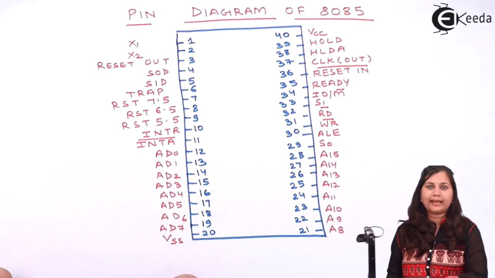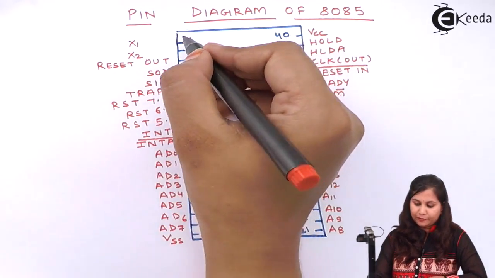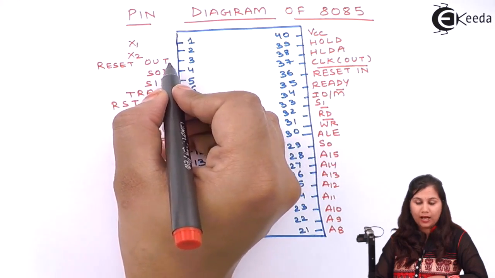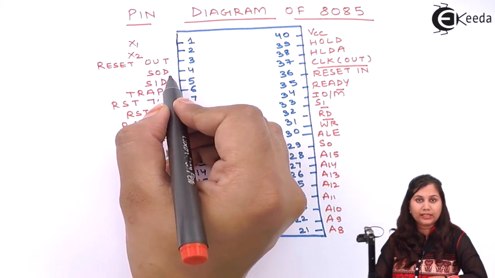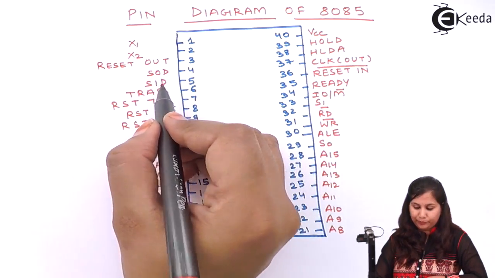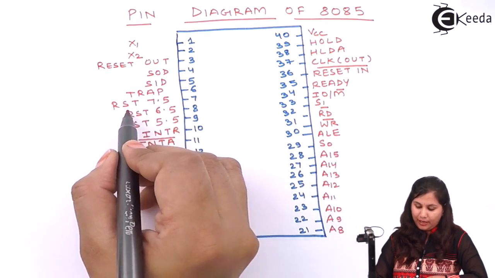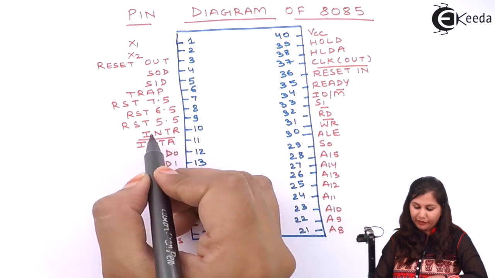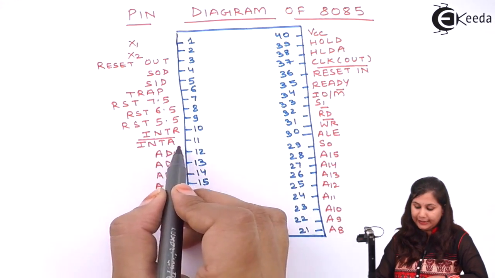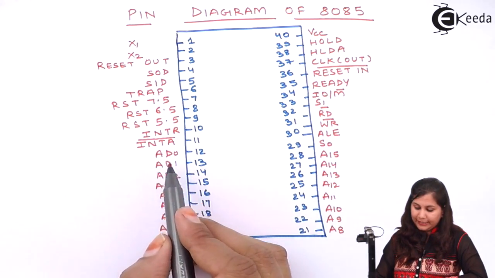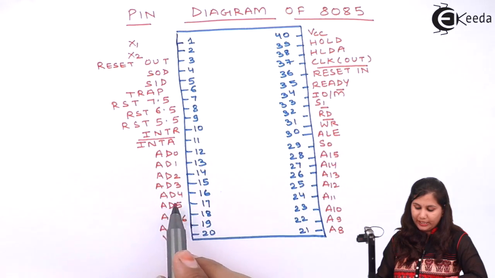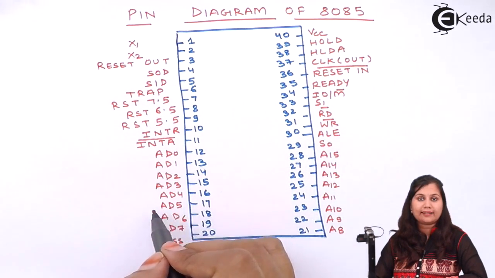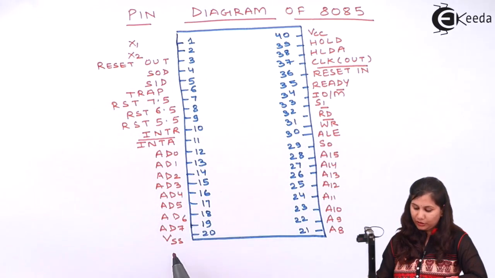So this is the pin diagram of 8085. The first and the second pin are X1 and X2. Third pin is reset out. Fourth SOD and fifth is SID. Sixth we have trap, RST 7.5, RST 6.5, RST 5.5, INTR, INTA bar, then AD0, AD1, AD2, AD3, AD4, AD5, AD6, AD7. These are the address and the data buses multiplexed with each other.